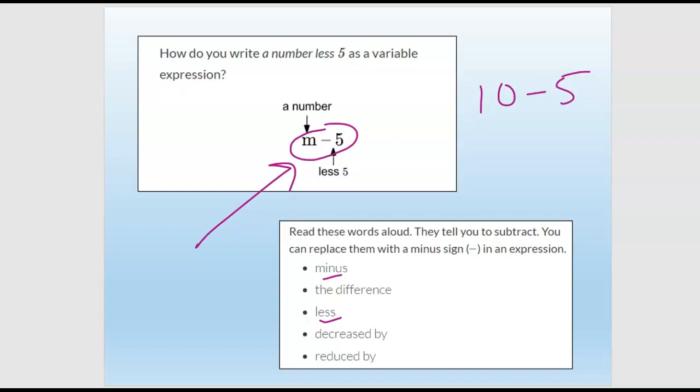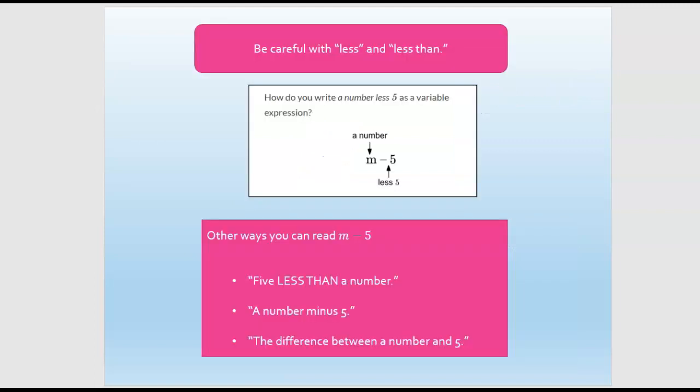We could also say the difference between m and 5, a number decreased by 5, a number reduced by 5, a number minus 5. Just watch out with less and less than. Be careful with less and less than. 5 less than a number, right? But if you're just using the word less, you would say a number less 5, which to me just sounds weird.